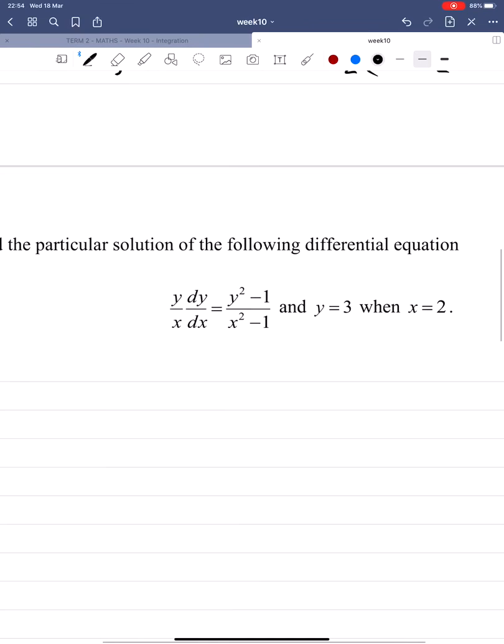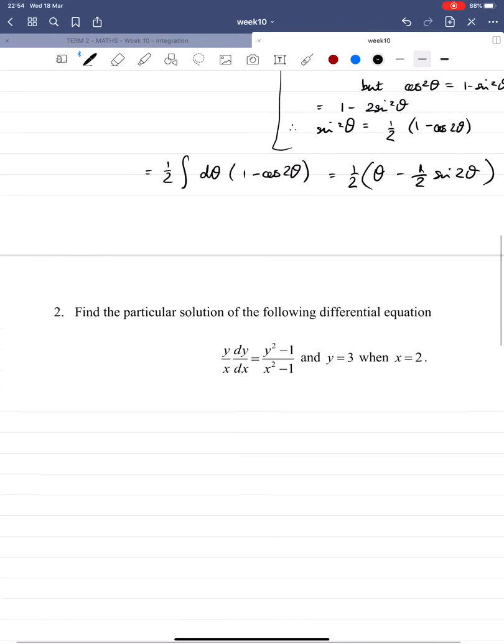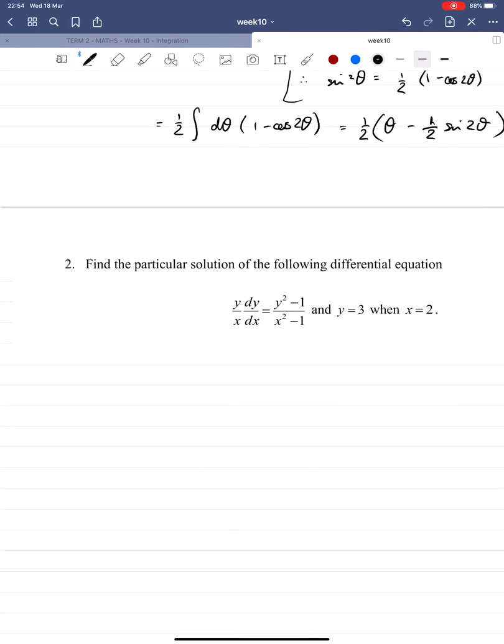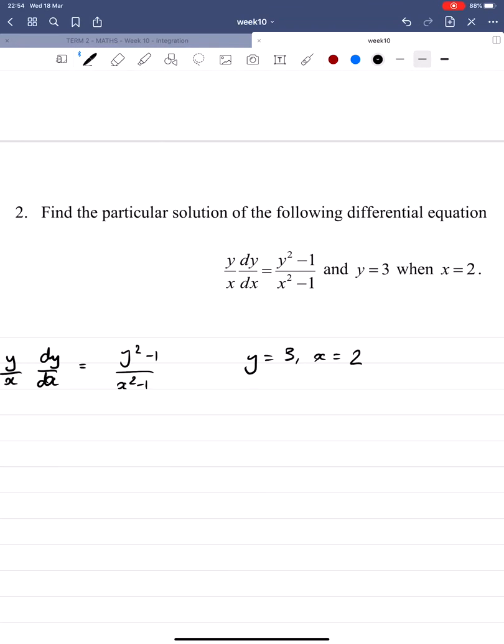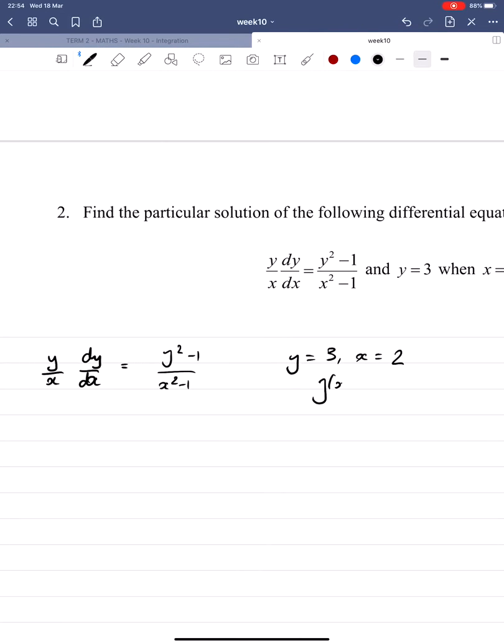So now let's look at question 2. Find the particular solution of the following differential equation. Okay, so we have the differential equation y on x dy dx is equal to y squared minus 1 over x squared minus 1, when y is equal to 3 and x is equal to 2. Okay, so we need to find y of x. That's what we're trying to do. We're trying to find y of x.